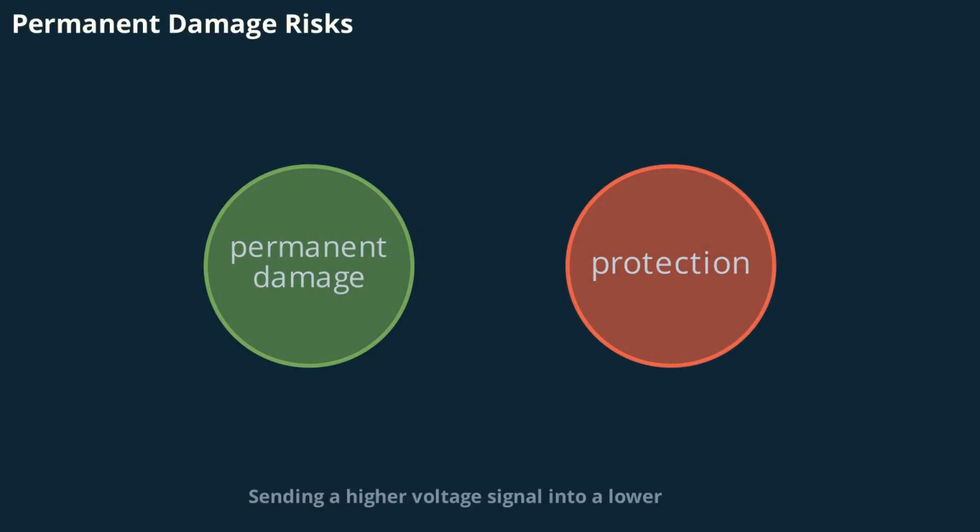Sending a higher voltage signal into a lower voltage input can cause irreversible damage to your components. For example, applying 5V to a 1.8V input can destroy the sensitive circuitry inside the chip. Level shifters act as a safeguard, ensuring that each device only receives signals within its safe voltage range. This simple precaution can save you from costly repairs and downtime.